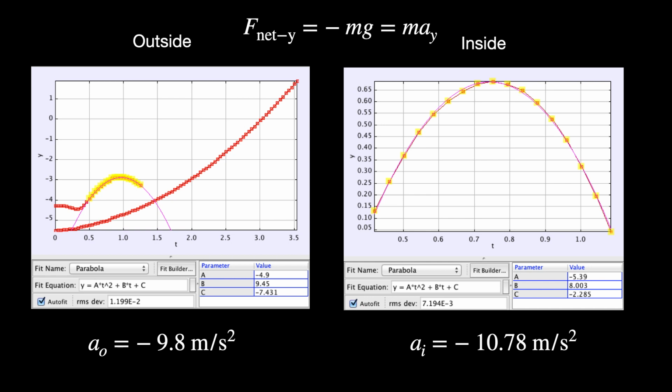But here's the problem. If you think about Newton's second law, I have in the y direction negative mg, and that equals mass times acceleration. So the acceleration should be negative g. It should be negative 9.8. So the one on the left works. The one on the right does not work.